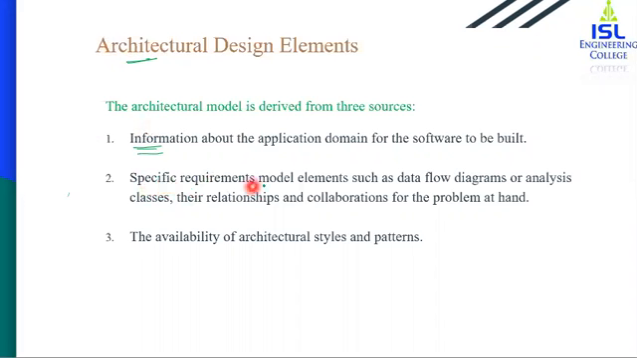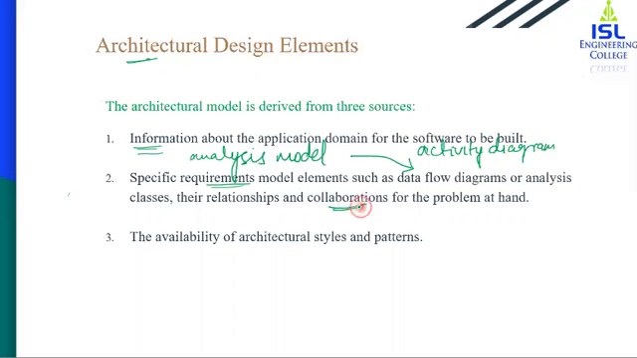The next is the specific requirement model. What is the requirement model? The requirement model is your analysis model. So you're going to take the specific analysis models. What are those analysis models? They can be data flow diagrams. What comes within the data flow diagrams? You can have your activity diagram, sequence diagrams, or analysis classes, and the relationships and collaboration. What is collaboration? Collaboration means communication.